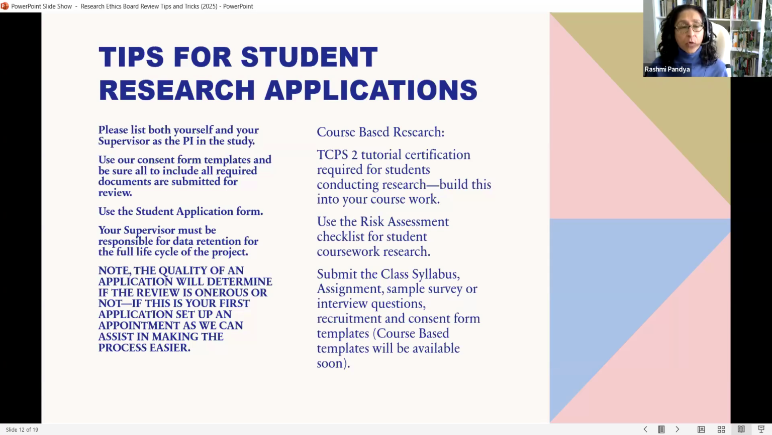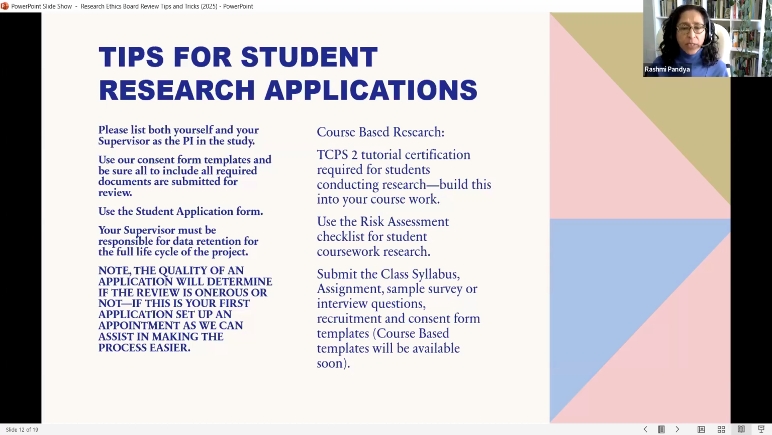We are now going to require that the supervisor be listed as a PI with the student on student applications, please. Please make sure that you use our consent form templates. Be sure to include all required documents.